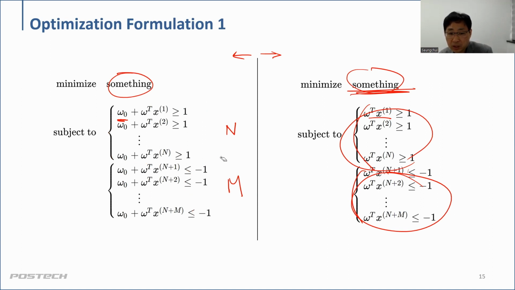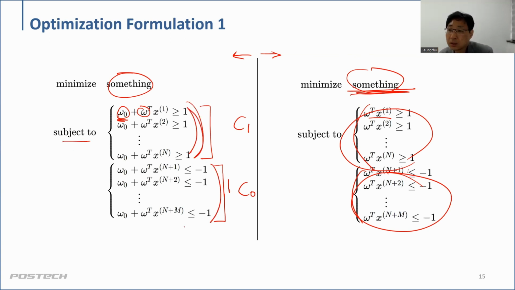You see what I'm doing? So we have these two groups of data points, and probably this is C1 and C0. And we hope that with the right values of omega naught and omega, those are the decision variables that we need to find out of the optimization problem, such that they satisfy these constraints, if the data set is linearly separable. And there's no objective function to minimize.